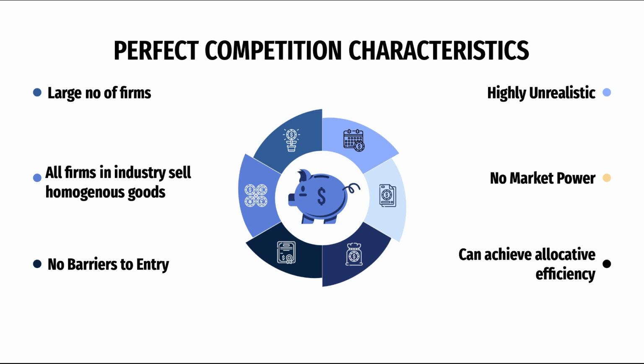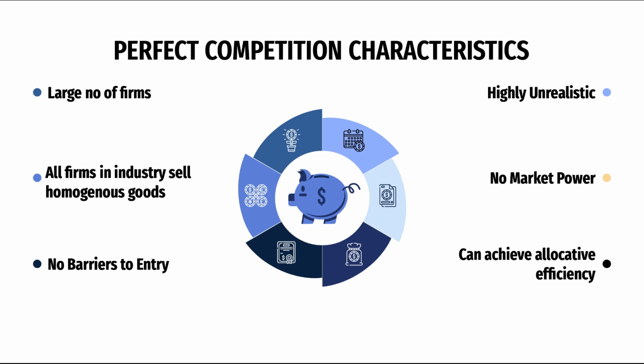Next, there's no market power. Market power refers to the extent to which each individual firm in the industry is able to control the price at which it sells its product. In perfect competition, you're going to find that there's no market power. Next, perfect competition is the only market structure where allocative efficiency is achieved. And we're going to see how this affects each of these market structures later when analyzing them.